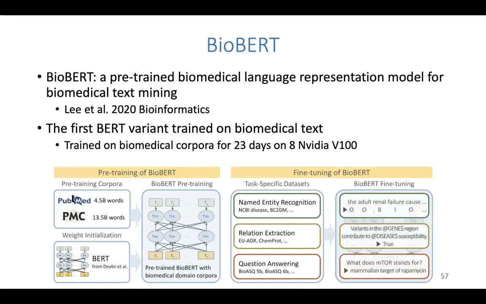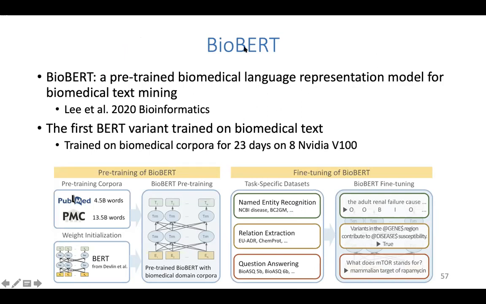So now we'll move on to BERTs for biomedical purposes, and the most well-known variant of biomedical BERT is called BioBERT. The name of the paper is "BioBERT: a pre-trained biomedical language representation model for biomedical text mining." This is actually from Professor 강재욱 at Korea University, made in his lab.